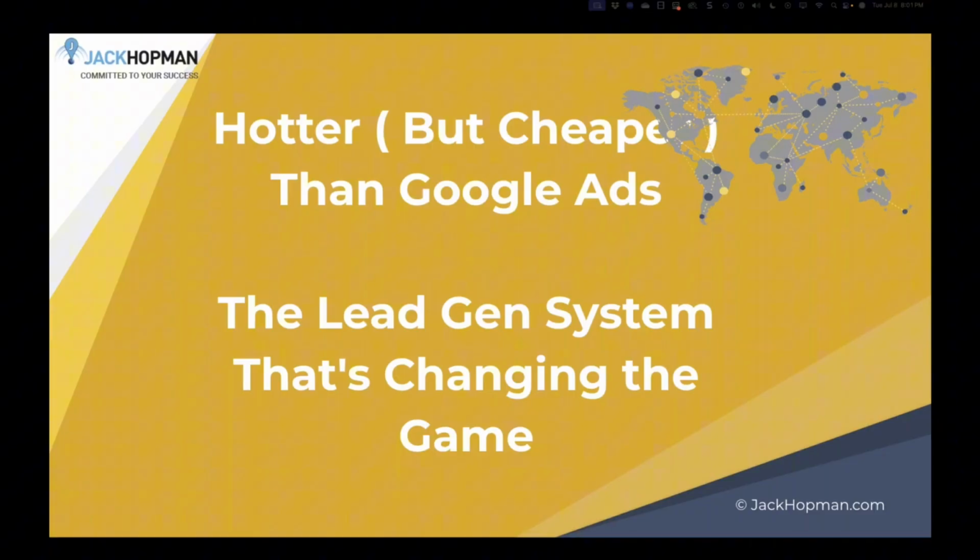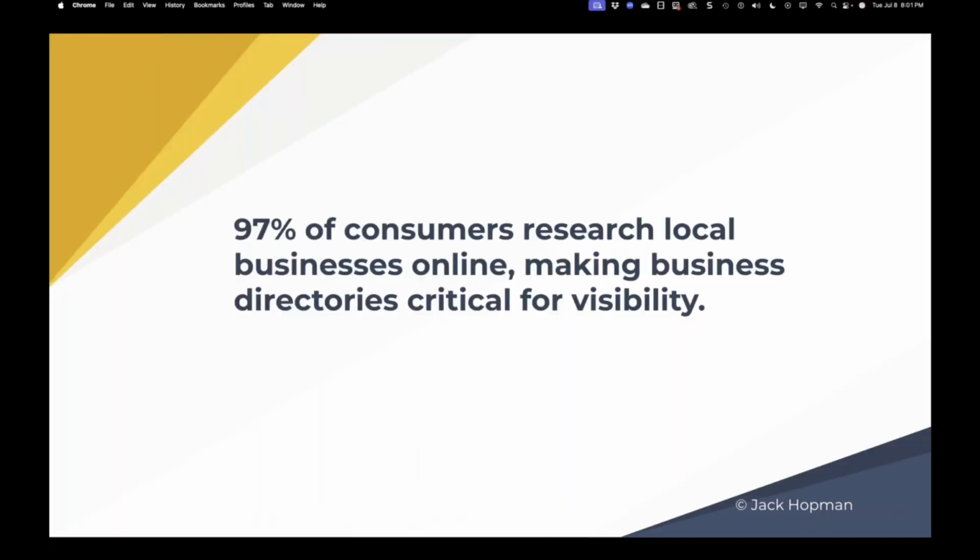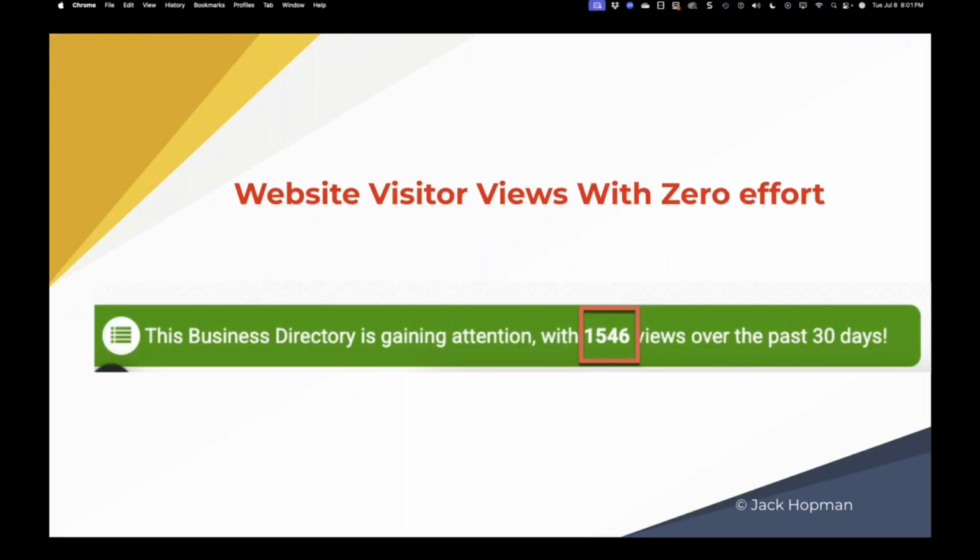So today is about a lead gen system for local businesses. 97% of consumers research local businesses online, making business records critical for visibility. Later on, you will learn why local businesses have a higher chance to rank higher in Google than a normal website. And I will show you stats that you will read without any paid advertising.